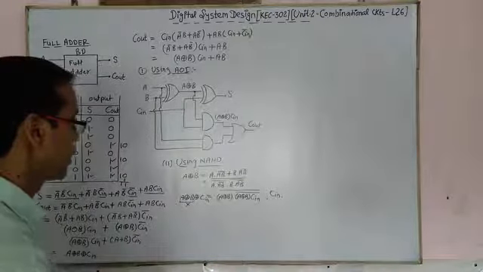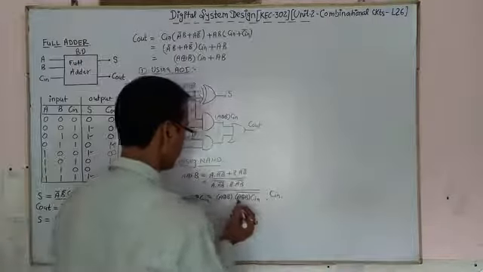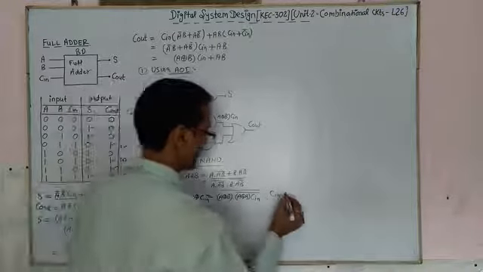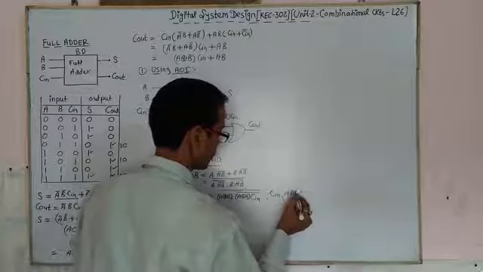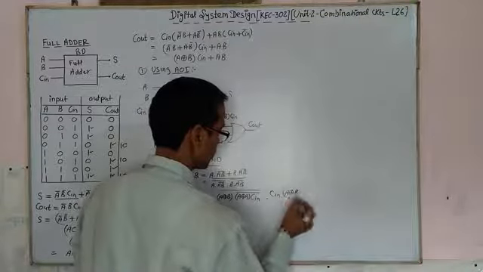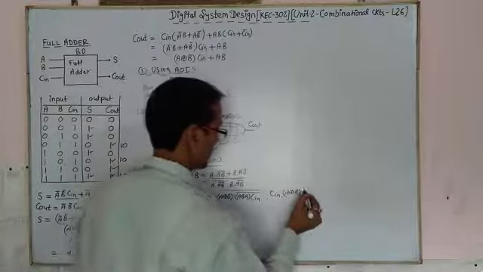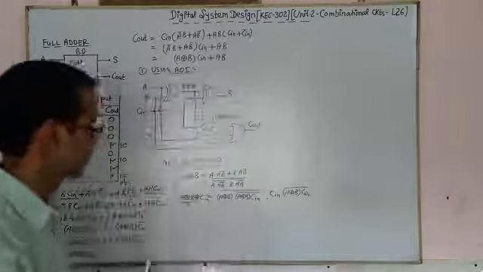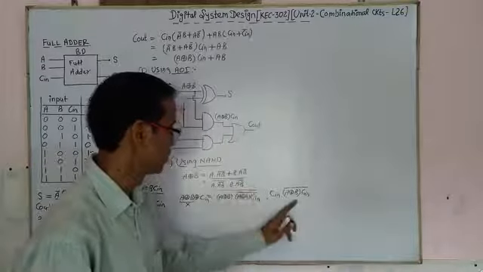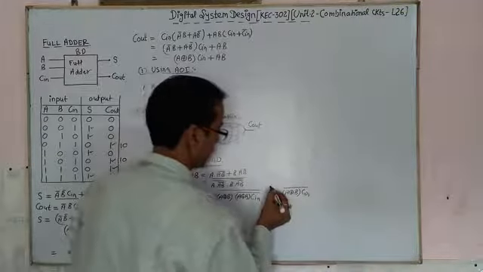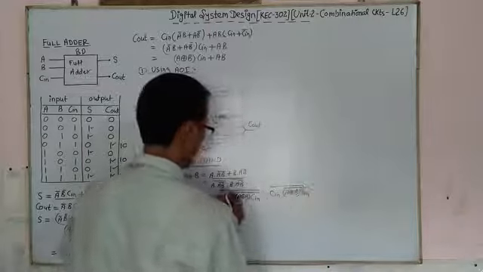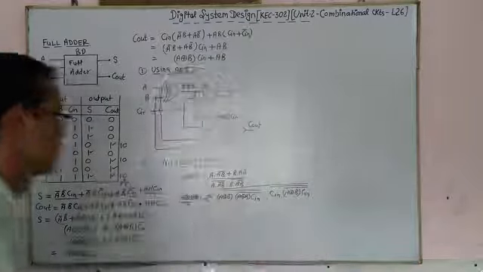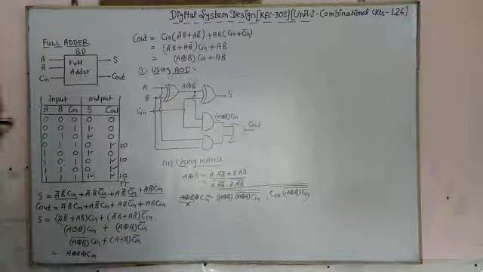So A XOR B, A into B means C in and bar. So B into (A B) bar, and this is the whole bar, and again the complete bar. So this is the sum.